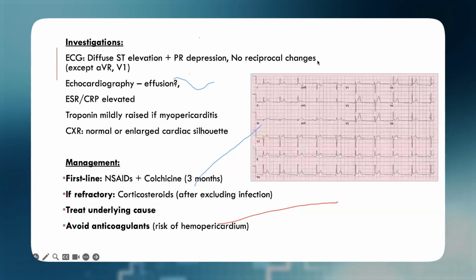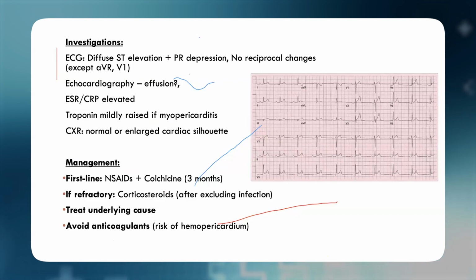Investigation, ECG, this question will come. What is the ECG finding? There is diffuse ST elevation, which is concave upwards, and concomitant there is PR depression. See, the PR is lower than the rest of the isoelectric line with no reciprocal changes. Echocardiography is usually non-diagnostic. Sometimes effusion may be present.